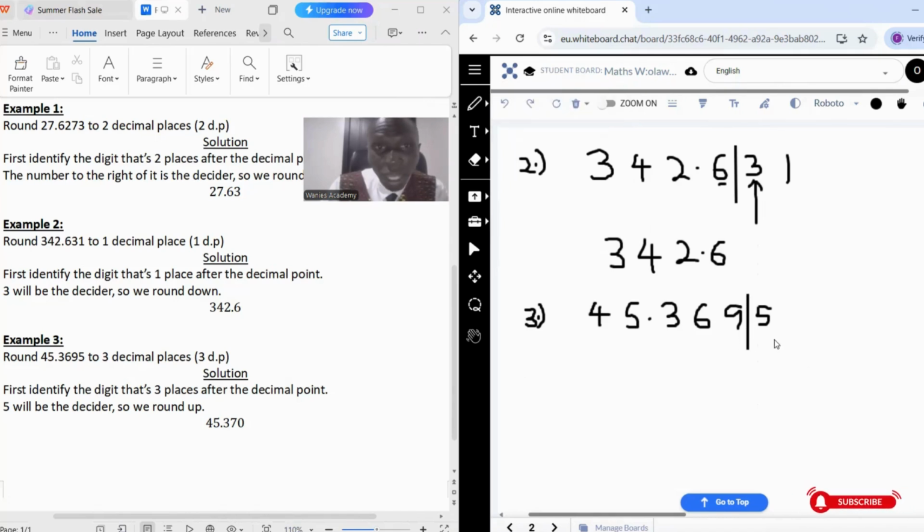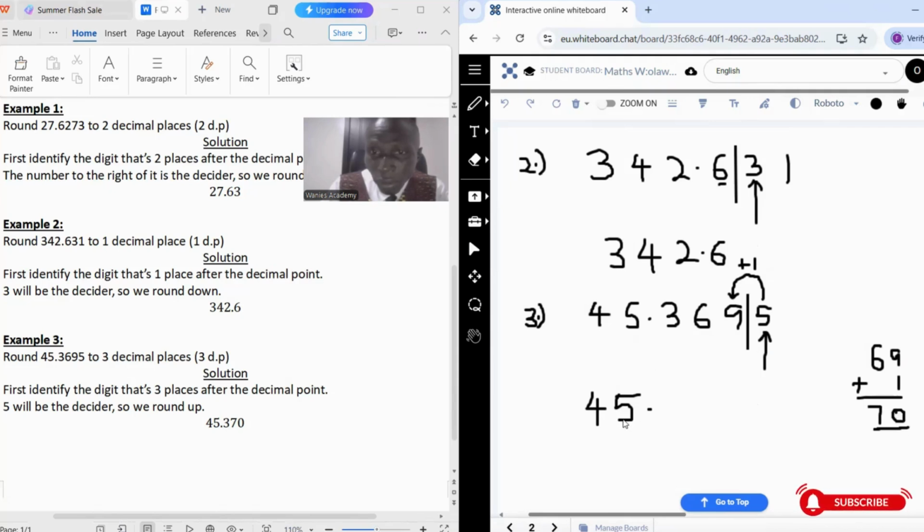Then the number that is just after the bar is 5. And if you look at 5, it means that what? We are rounding up. Now we're going to round up, we have to add 1 to this 9. So we're going to have our answer now to be 45 point. Now, it's just like adding 69 plus 1, which we're going to have it to be 70.